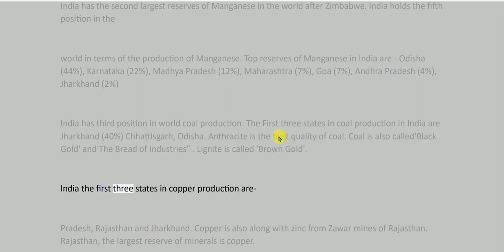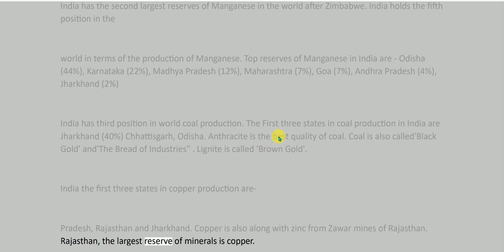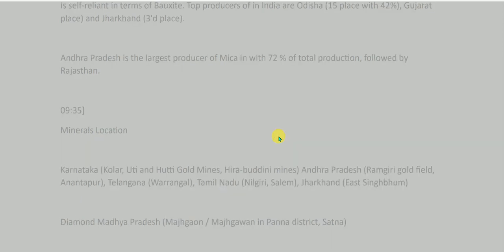India. The first three states in copper production are Madhya Pradesh, Rajasthan and Jharkhand. Copper is also found along with zinc in the Zawar mines of Rajasthan. Rajasthan has the largest reserve of copper. India is self-reliant in terms of bauxite. Top producers of bauxite in India are Odisha, 1st place with 42%, Gujarat, 2nd place, and Jharkhand, 3rd place. Andhra Pradesh is the largest producer of mica in India with 72% of total production, followed by Rajasthan.